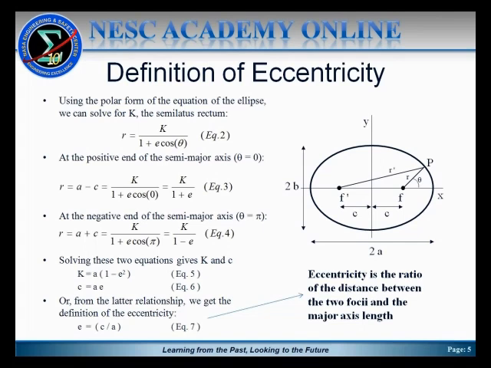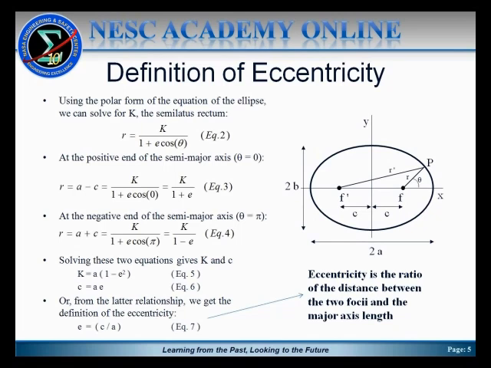The opposite end of the semi-major axis occurs for the angle theta equal to pi. At that point, it's easy to show the distance from the primary focus to the leftmost edge of the ellipse is a plus c. From the equation above, that would be equivalent to k divided by 1 plus e cosine pi, or since cosine pi is equal to minus 1, that's k over 1 minus e. So using the two expressions, equations 3 and 4, you can solve for k and c.